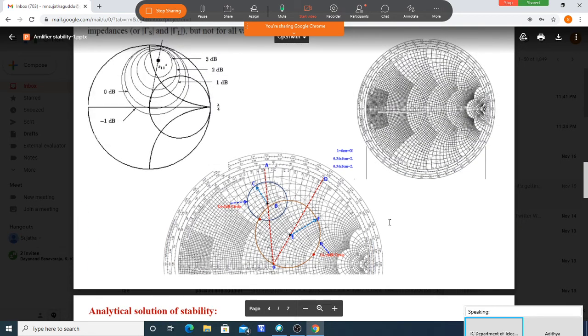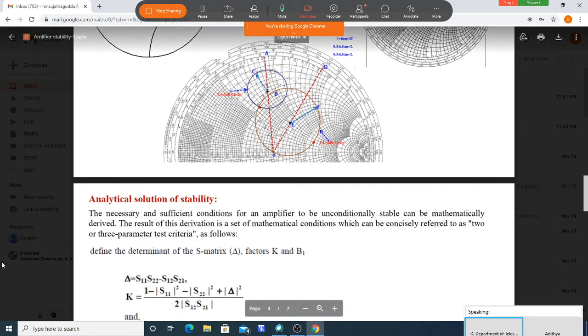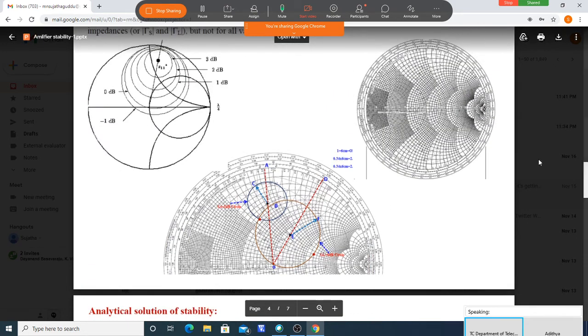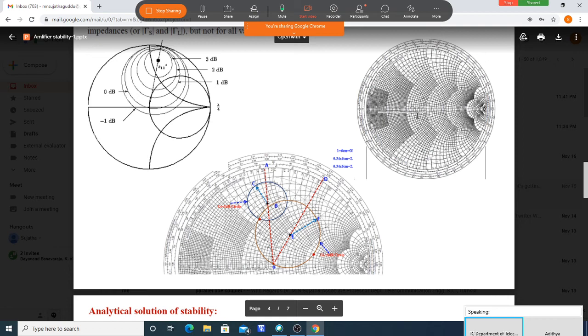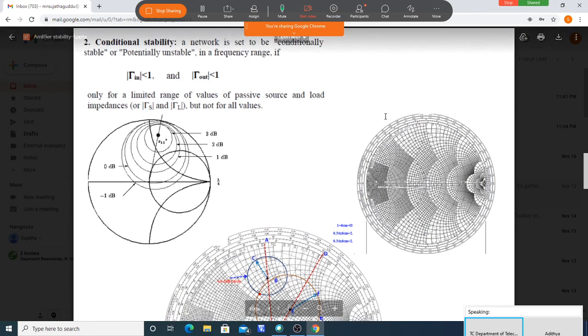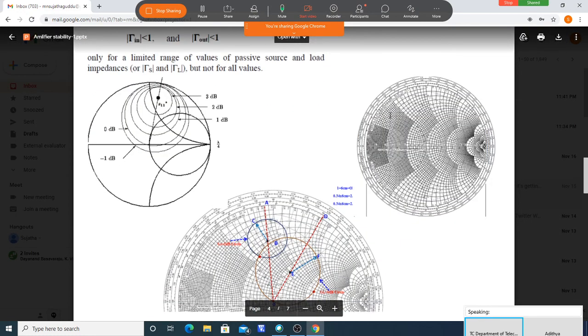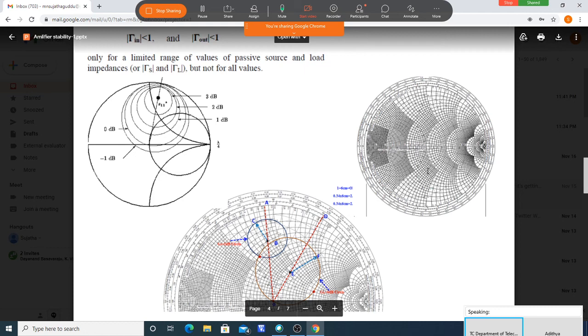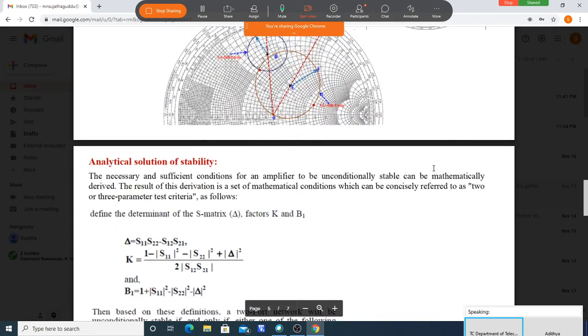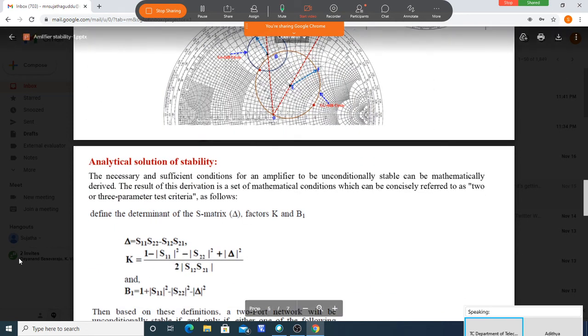Okay, so here, analytically, how do we check it? Whether all the values give us Γin and Γout lesser than 1, or only a part of them gives us stability. That is conditional and unconditional stability. Unconditional means any value you take, Γin and Γout are always lesser than 1. How do we test that for the given S parameters of a transistor? That is the analytical solution of stability.